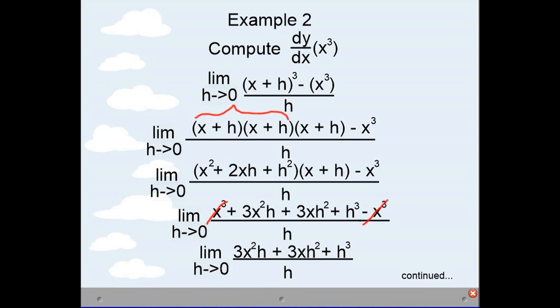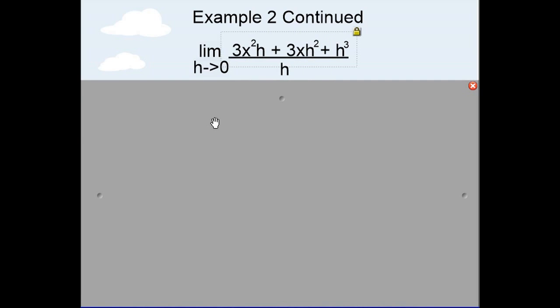And we might need to continue this on the next page because we are running a little short of room. So this is what we were left with on the last page. 3x squared h plus 3xh squared plus h cubed over h. What we want to do now is cancel an h on the top and bottom. So since we're dividing by h, we can get rid of an h here, we can get rid of an h here, and this is going to actually become h squared.